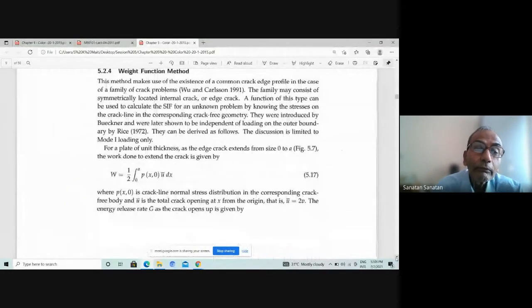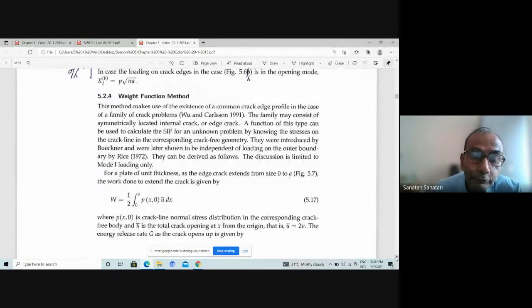Okay, now the third method, which is actually quite abundantly applied, and has helped people to solve problems for complicated cases, is known as the weight function method. There are actually books available on this type of weight function method. It is not difficult, it is simple. So let me just talk about what the idea is.